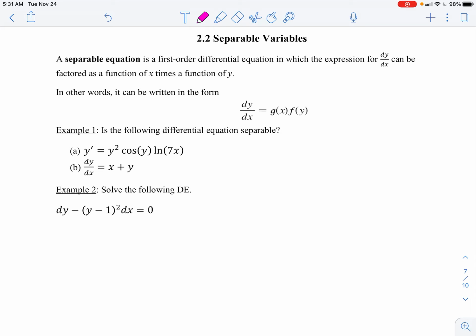a function of x times a function of y. In other words, it can be written in the form dy/dx is equal to g of x times f of y. Example 1: is the following differential equation separable?